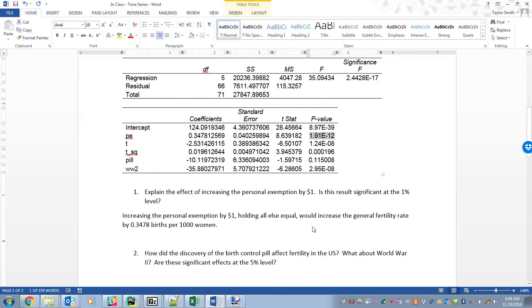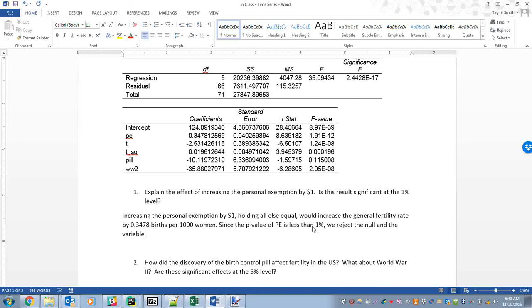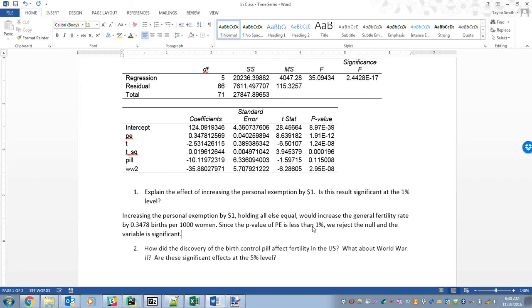So what we can say then is, since the p-value of personal exemption is less than 1%, we reject the null and the variable is significant. All right, there we go.